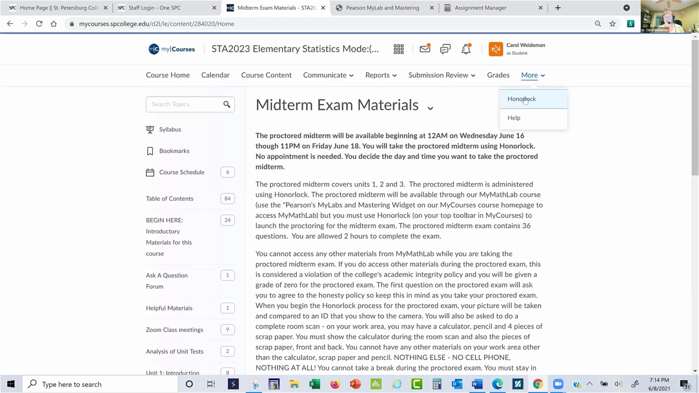Remember, you get it from the toolbar up here through Honorlock, and it'll walk you through how to do the ID check, the room scan, and then you'll take the little sample test in my stat lab. Honorlock will open it up for you. It doesn't count, but I just want you to see what happens and make sure that your computer's compatible, that your bandwidth at home is good, that everything's going to work right for you when you go to take it.